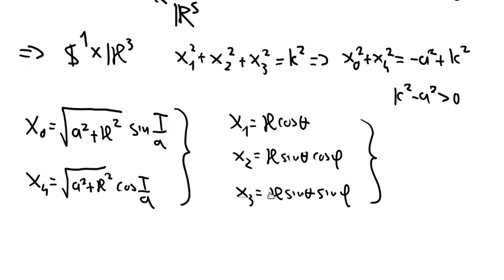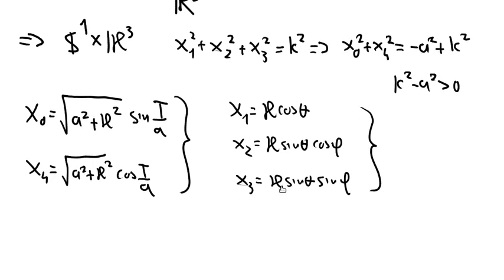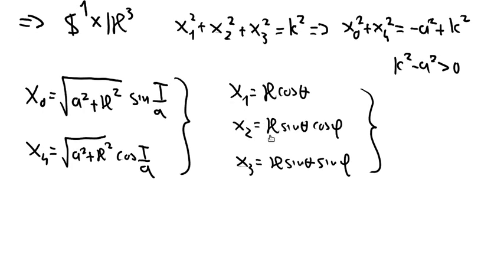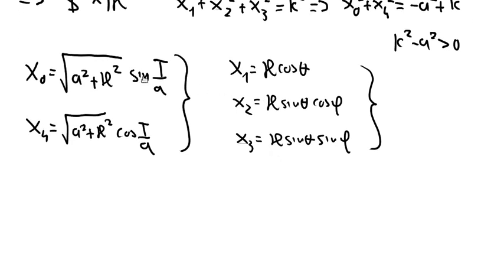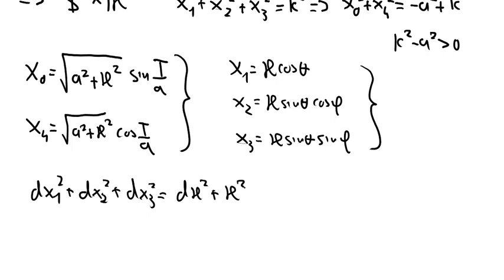Well, it's very easy if you're familiar with the elementary manipulations of differential geometry. This is just going to give us the spherical line element in dimension 3. Okay, so one has that dx1 squared plus dx2 squared plus dx3 squared is equal to dr squared plus r squared.